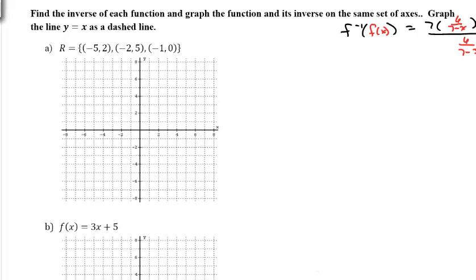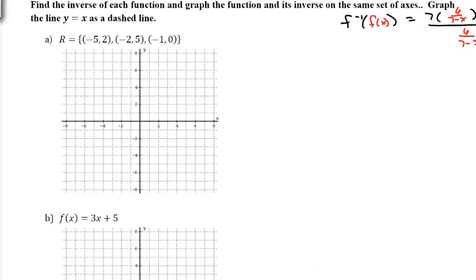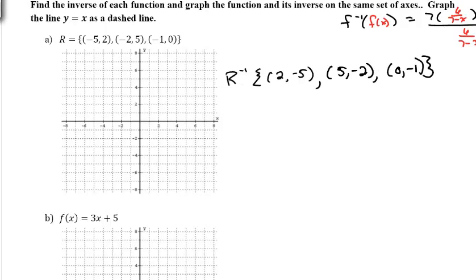Alright, so a couple more examples here, and that's finding the inverse of a function and then graphing the inverse and the function on the same axes. And so here we just have some points, and so the inverse is just going to be these points flip-flopped. So negative 5, 2 will become the point 2, negative 5. And then the point negative 2, 5 becomes the point 5, negative 2, and the point negative 1, 0 becomes the point 0, negative 1. Okay, so we just flip-flop all of our points.